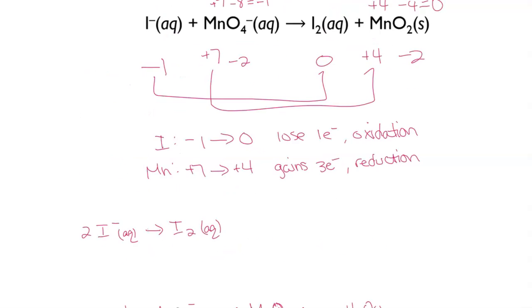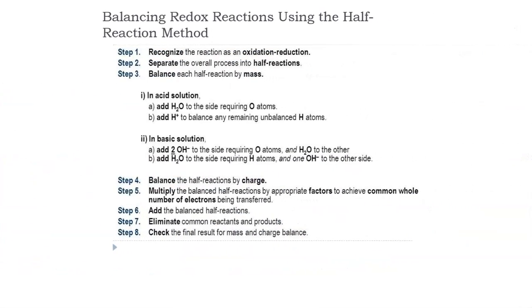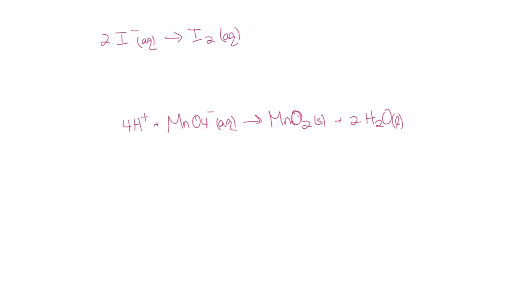So again, because it is a basic solution, we have to refer back to our table over here. And in a basic solution, we need to add OH⁻. So here, we'll add OH⁻ to both sides. So here we see that this is going to add up to 4 waters. Now that we have the oxygen and the hydrogens balanced, next we have to balance by charge.